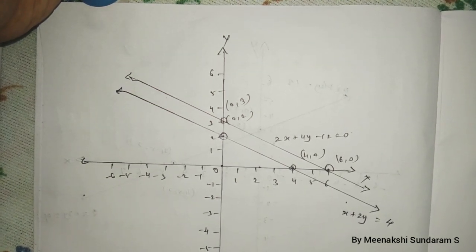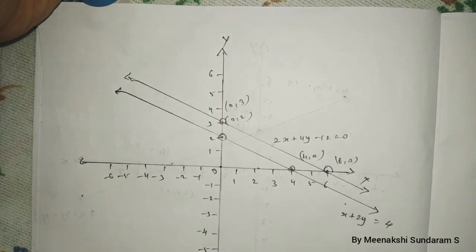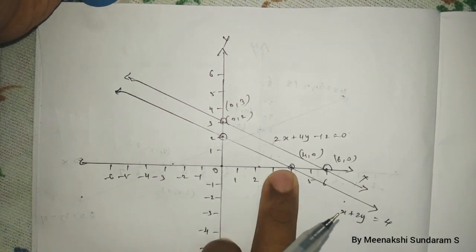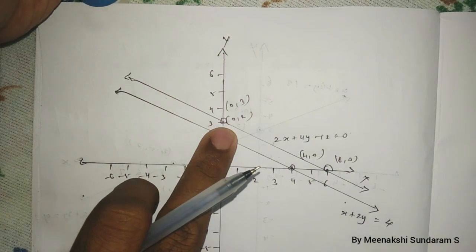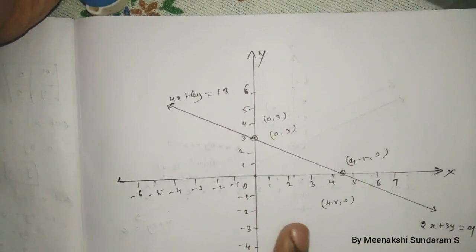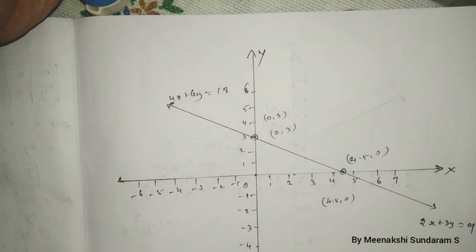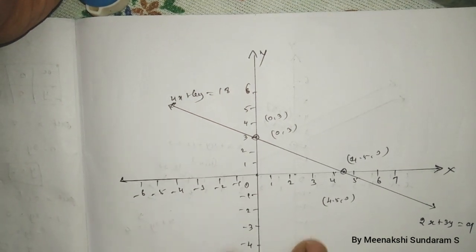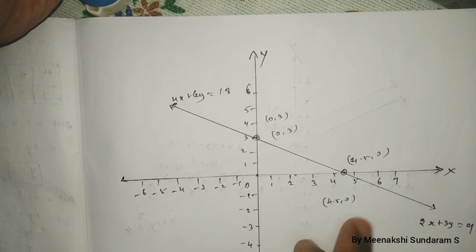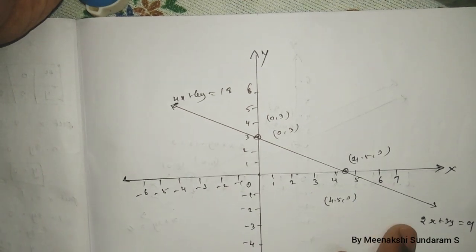Clear? Did you observe the 3 problems? What is the difference between these 3 problems? In this problem, there is no intersection of the lines, so there is no solution. In the other problem, both lines are coincident, one line is lying on the other line. So every point is an intersection point, so infinitely many solutions. Clear?